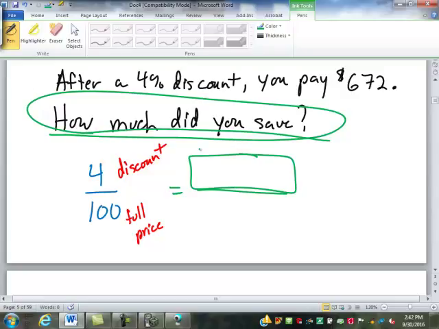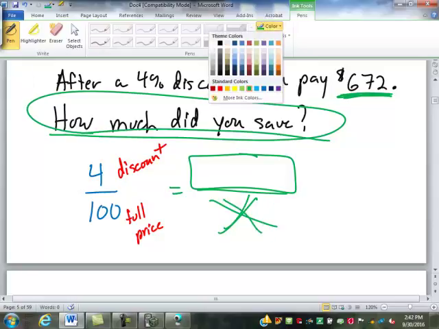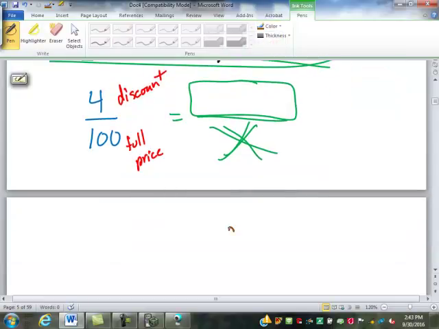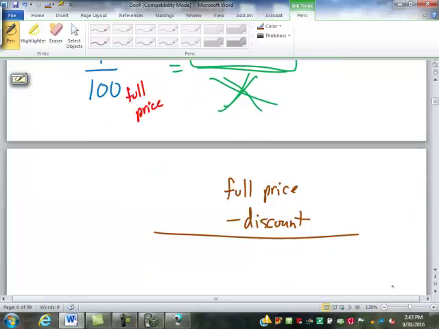The problem with this is the 672, is that the full price? No, it's not. That 672 is what we paid after the discount. So we don't know this number right here, so we can't use this percent. But if we think about it in the way I showed you just before, here we had the full price. From that, we're going to subtract a discount to get an amount paid.